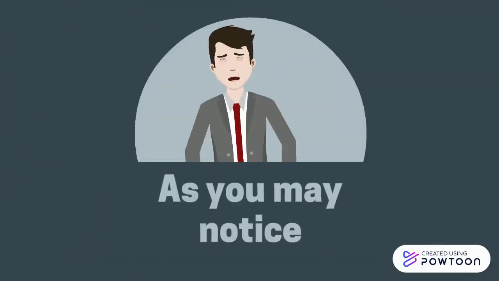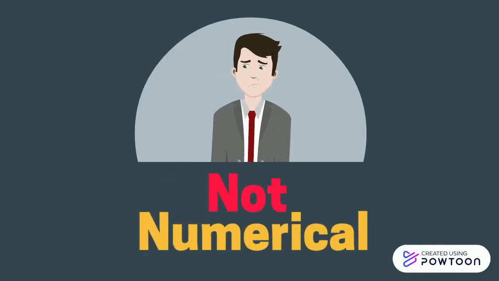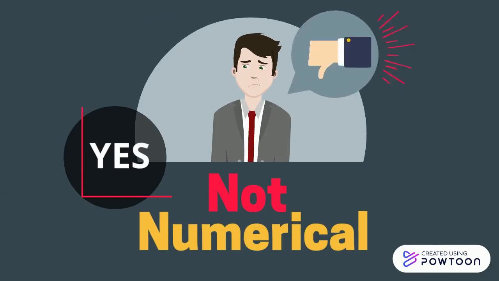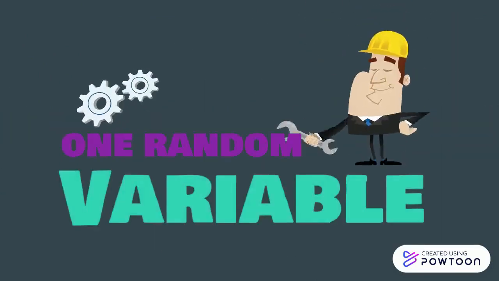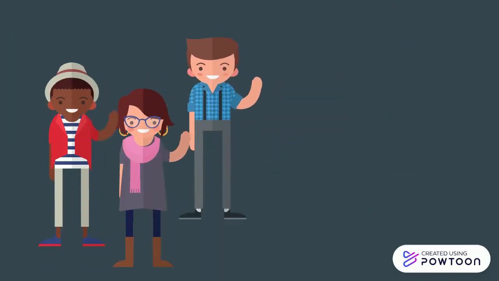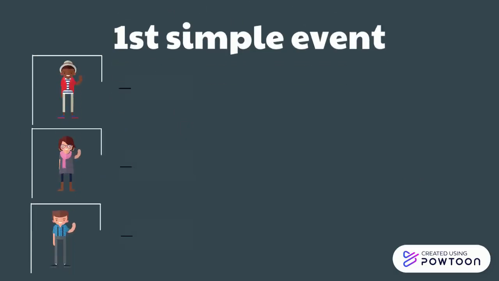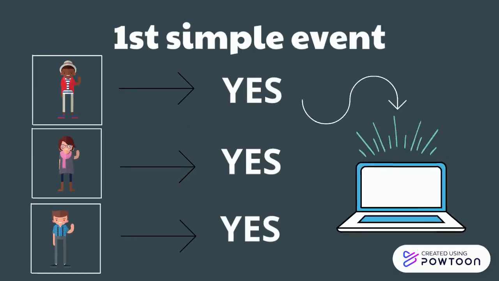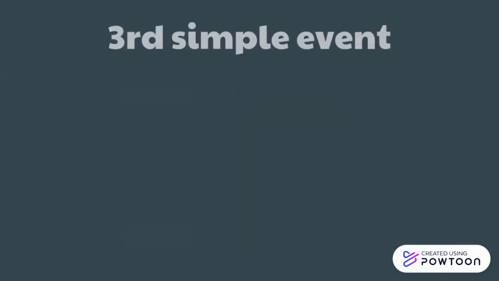As you may notice, the simple events in this survey are not numerical in nature since each outcome is either a yes or a no. However, one random variable of interest is the number of voters who are in favor of face-to-face classes. In the first simple event, all 3 voters responded yes. Meanwhile, there are only 2 who agreed on the second event and 1 on the third.